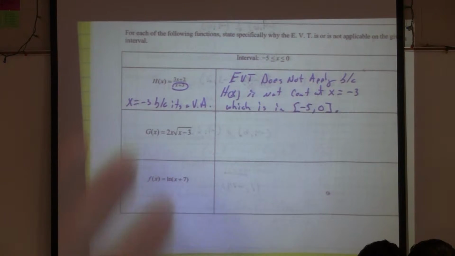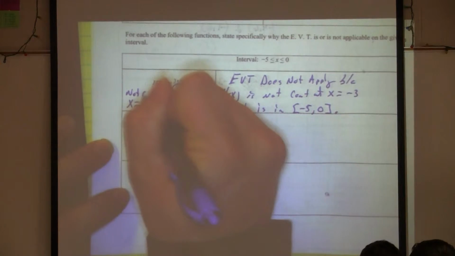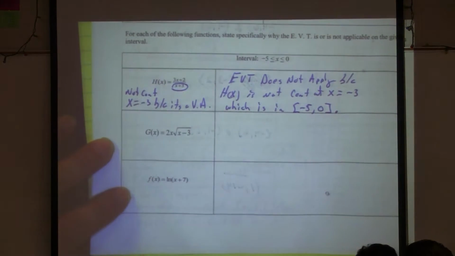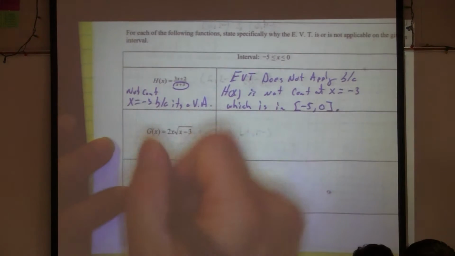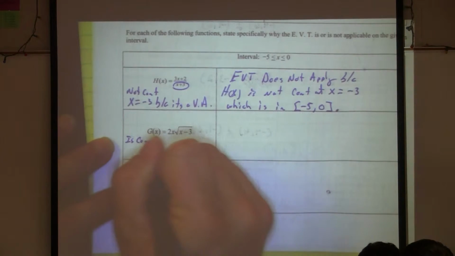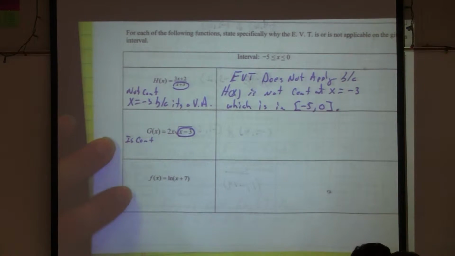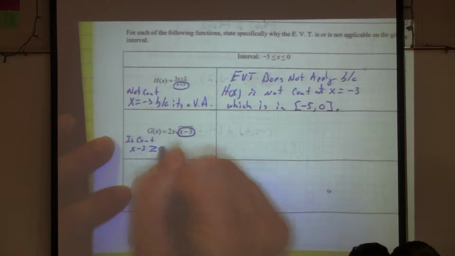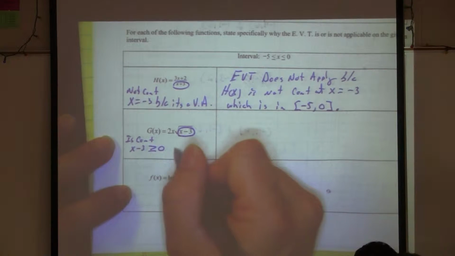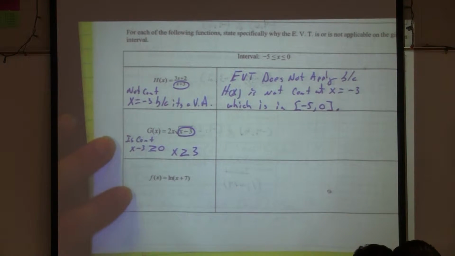Where would this one be continuous? When I have a square root function, I want to find out where it will be continuous. It's going to be when the numbers in the square root are 0 or what? Positive, right? So it's going to be where this guy, x minus 3, is greater than or equal to 0, and that's going to be where? When x is greater than or equal to 3.